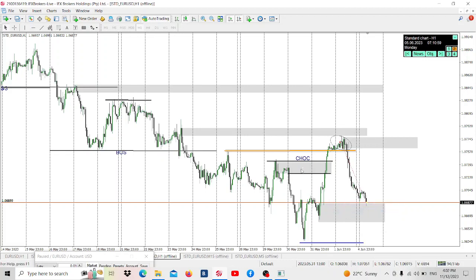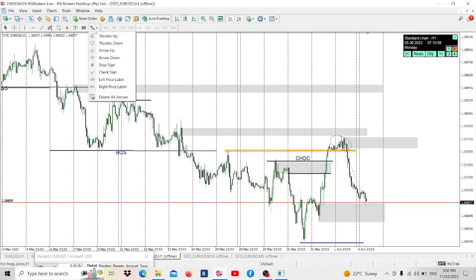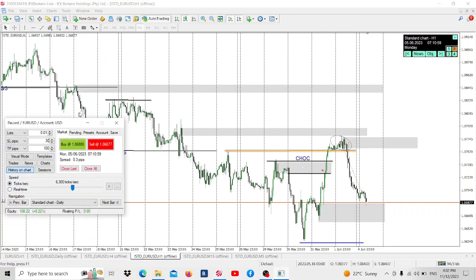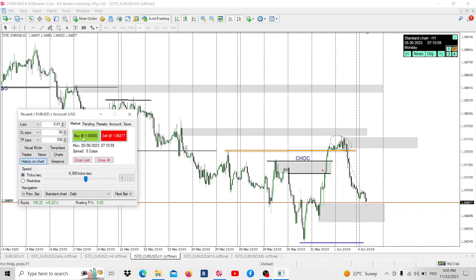Now, we saw that there was a change of character. This order block failed. The order block was violated. It failed, right? Now, let's look for the buy. Hopefully, we will be correct in our analysis.